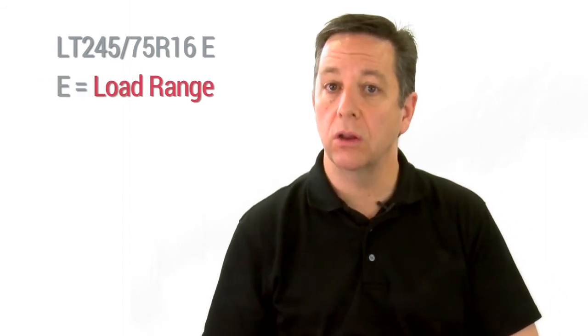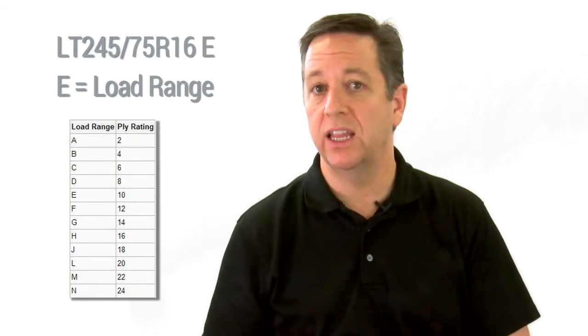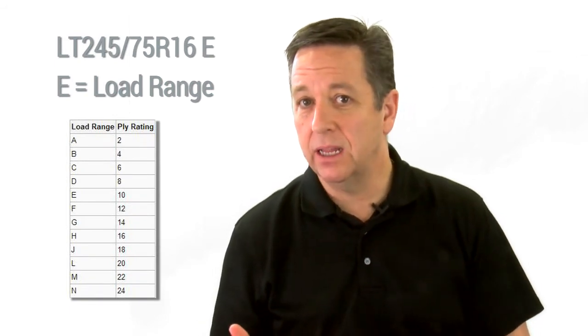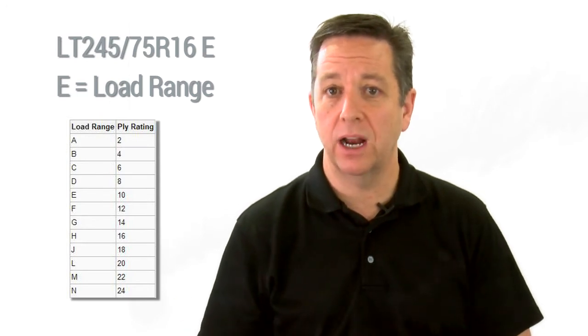This is an LT 245 75 R16 with an E designation. The E designation is called a load range, as opposed to a load index. It corresponds to the chart and shows that E is a 10-ply rated tire. Does this mean that there's actually 10 plies in the tire?